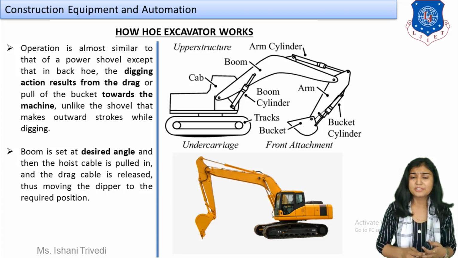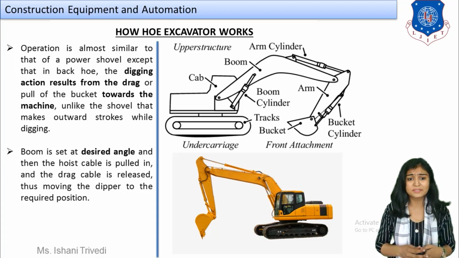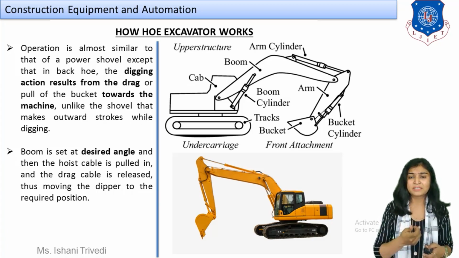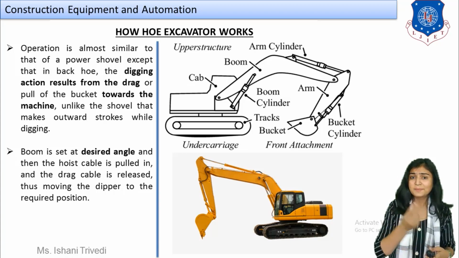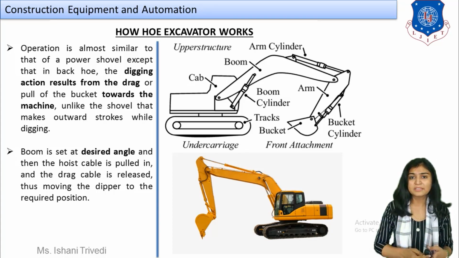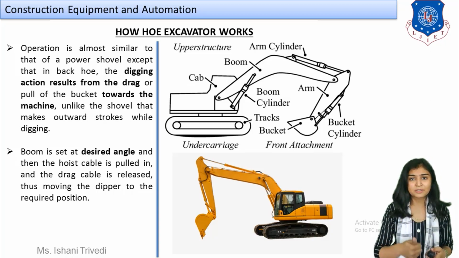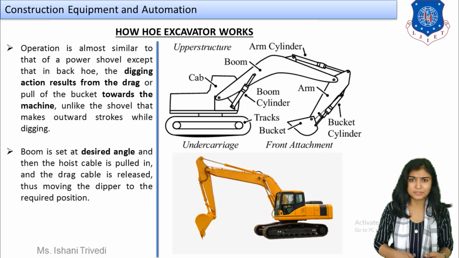So you can see the image in front of you. You are also supposed to draw this. So we have a cab, that is your operating cab. Then we have a boom, we have the arm, that is its operating hand, then we have the arm cylinder, meaning the hydraulic cylinder, and then we have the bucket at the bottom. The tracks mean the mounting. Here you can see a crawler mounted hoe excavator. In general, we have two types: wheel mounted and crawler mounted. At the bottom you can see the real image of how the excavator looks, and I think it is very much familiar to you as well.